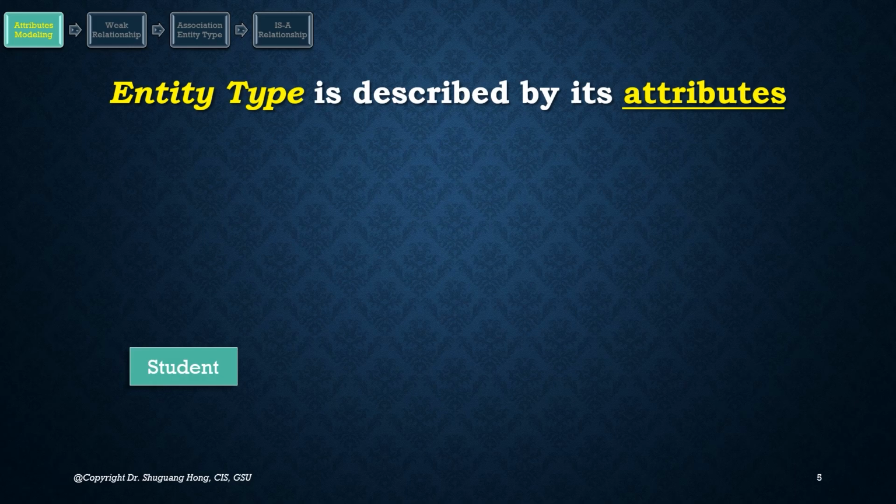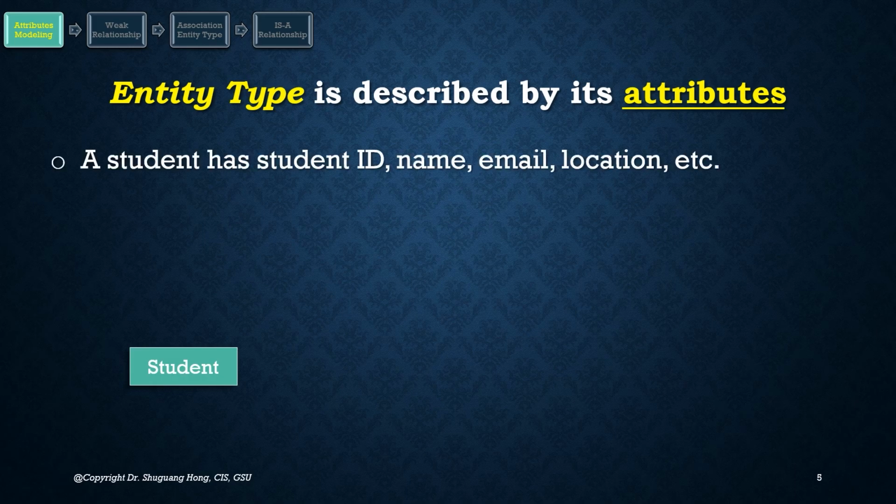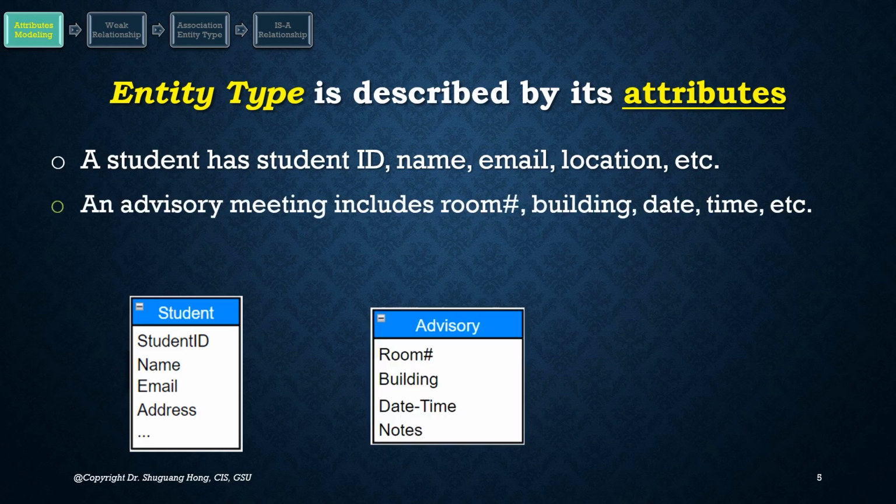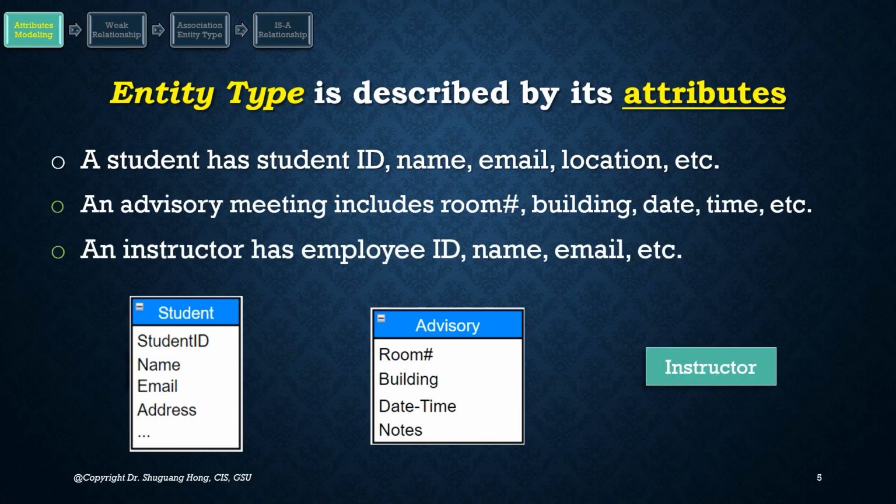An entity type is described by its attributes. The meaning of, and the information about, an entity type is described by its attributes. For example, a student has student ID, name, email, location, etc. An advisory meeting includes room number, building, date, time, etc. An instructor has employee ID, name, email, etc.